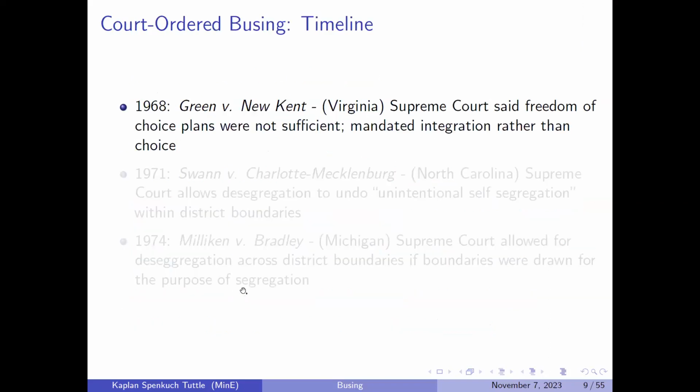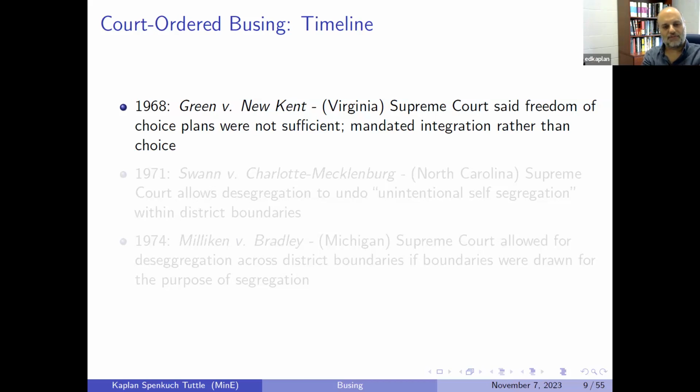Okay. So let me now turn to the timing of the specific legal interventions by courts that led to the design that we're going to use to estimate the impact of busing on politics. First, in 1968, there's a very famous case called Green versus New Kent. After the Brown v. Board of Education decision said that segregation was illegal, that didn't mean that integration was mandatory.